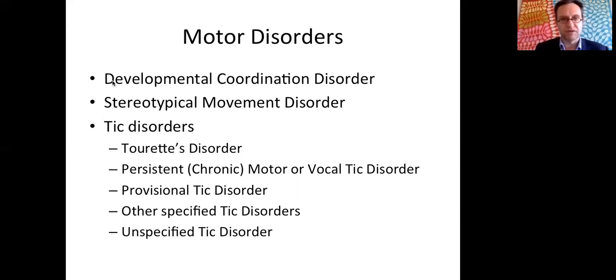We also get so-called stereotypical movement disorders. This is when a child might have very particular unusual movements that they might make. It might be hand and finger movements, although that might make us think of autism as well. It might be kind of ringing movements. It might be biting movements. They're very stereotypical and repetitive.